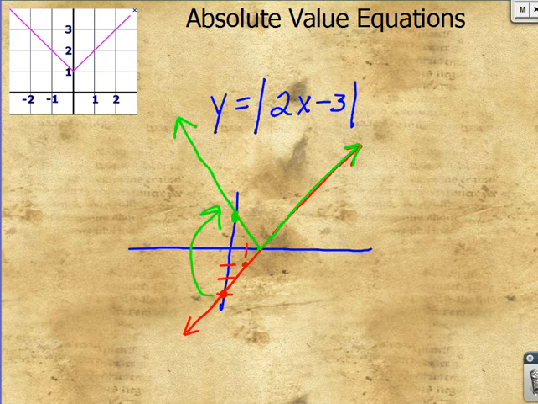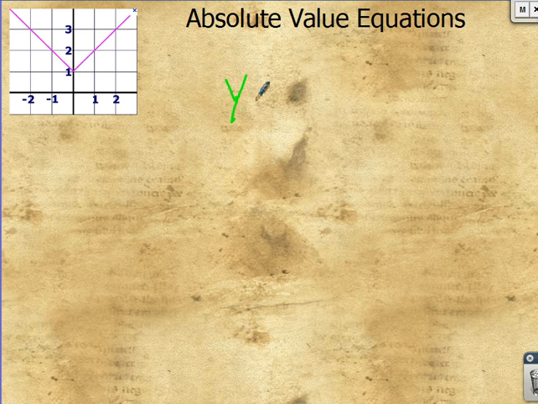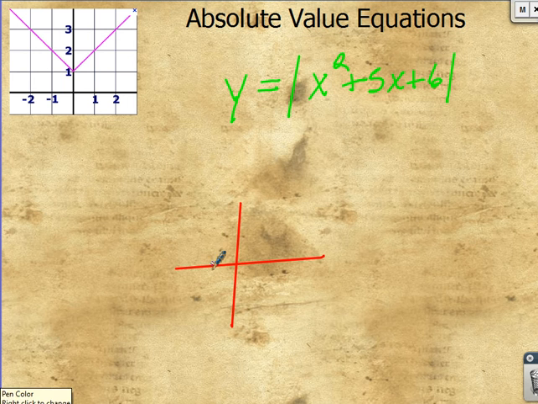See if that makes sense. What happens if you put the absolute value around a parabola? Let's do x squared plus 5x plus 6. The parabola x squared plus 5x plus 6 looks like this. It crosses at -2 and -3. There's the parabola x squared plus 5x plus 6. You didn't have to know that. We're fixing to talk about it actually, probably tomorrow or the next day.